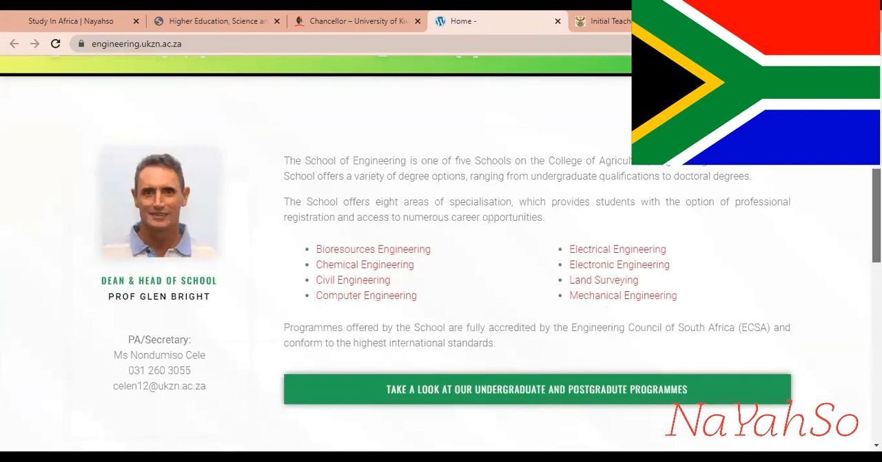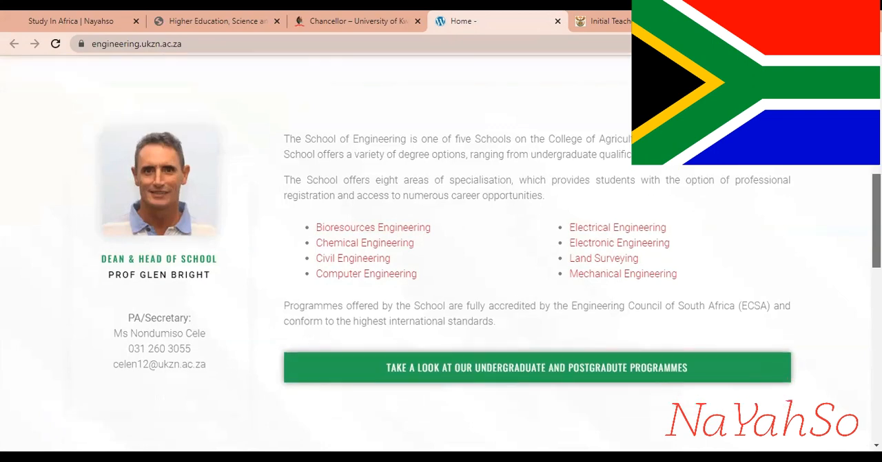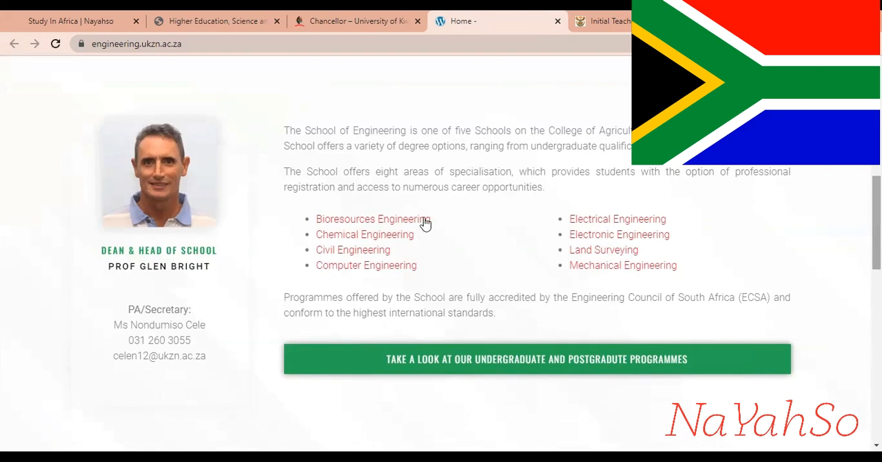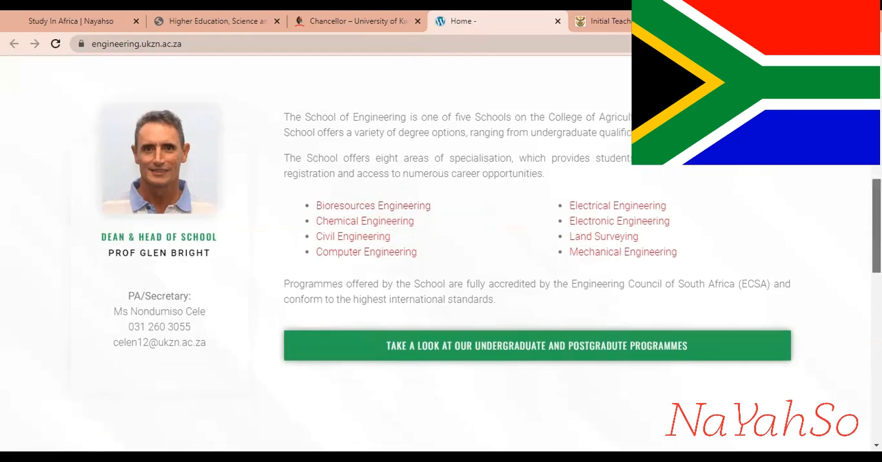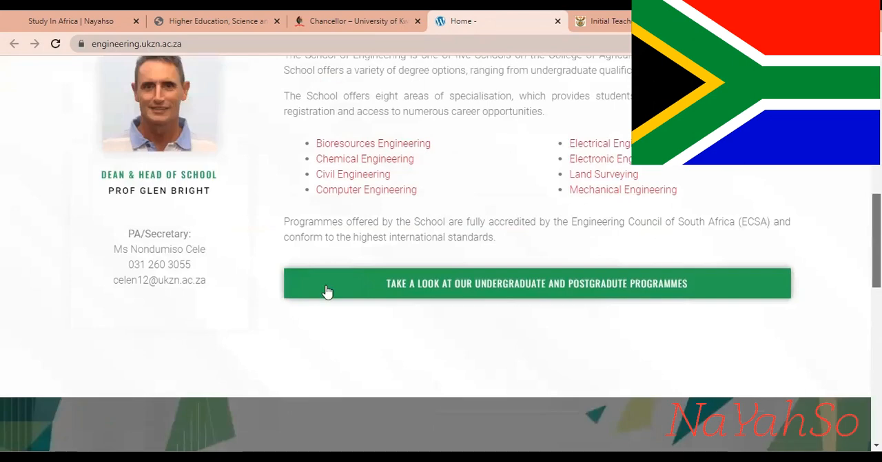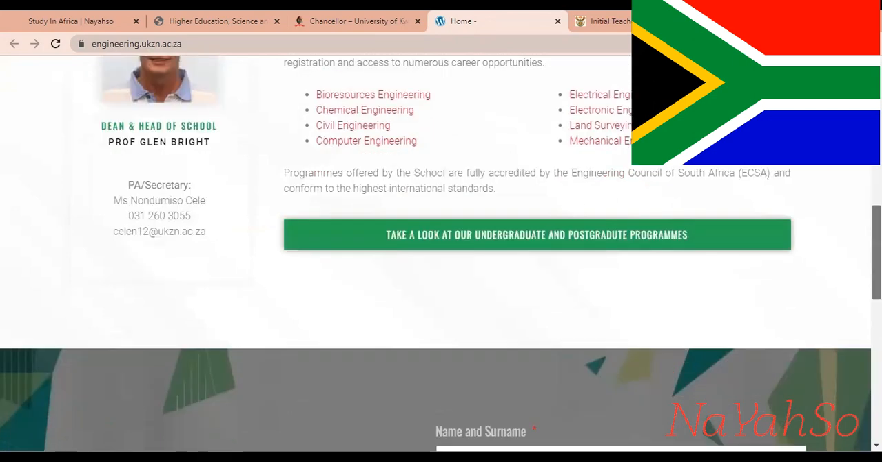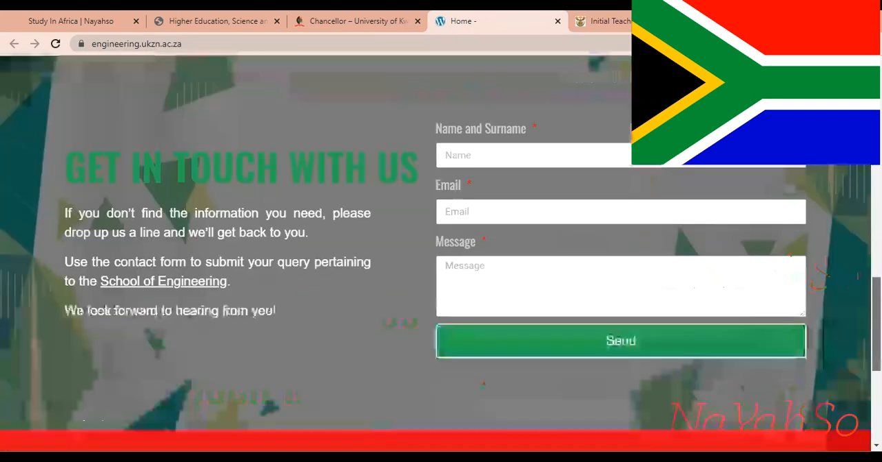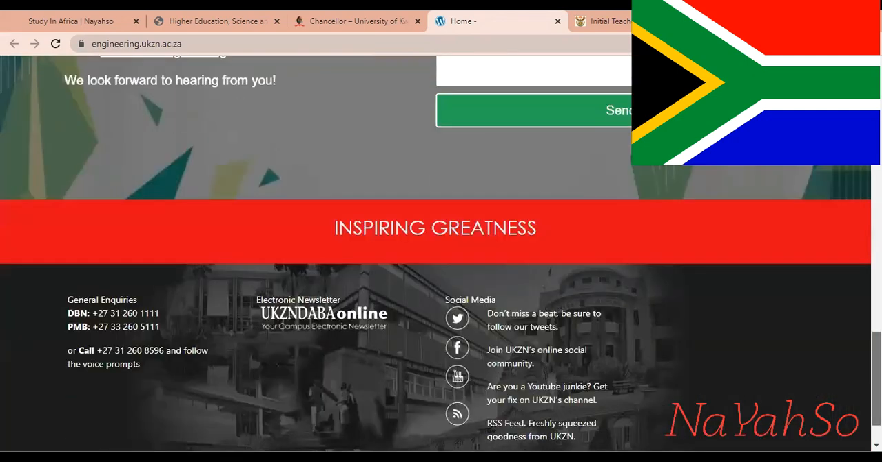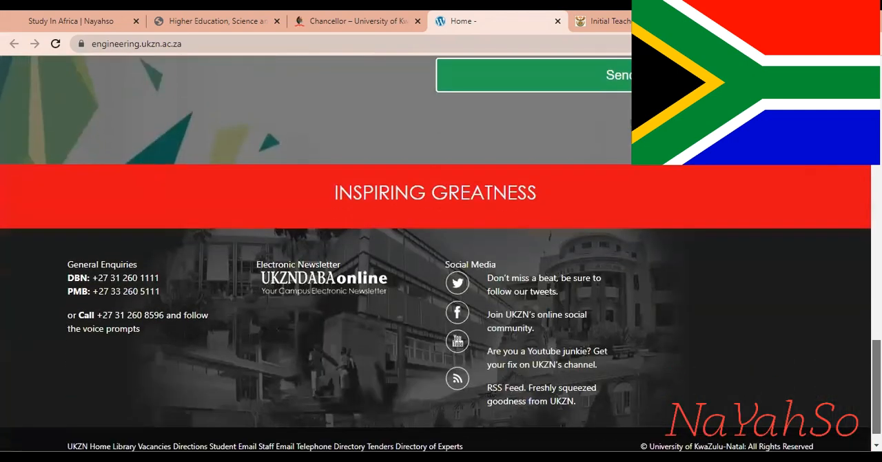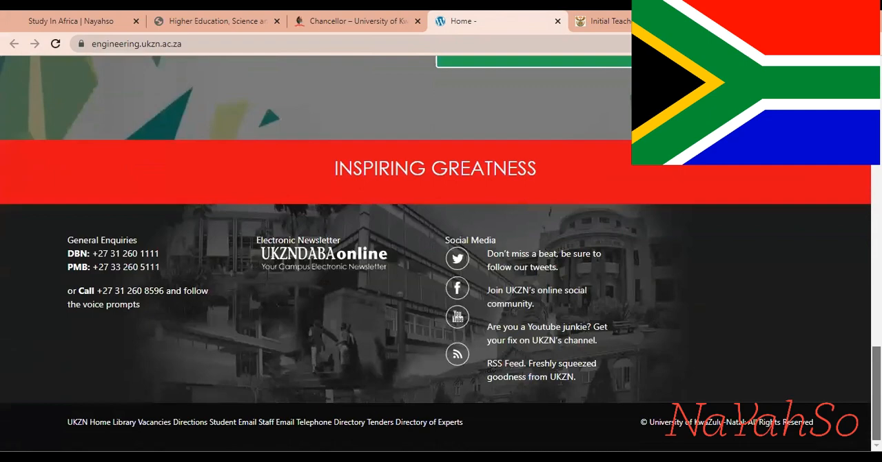So engineering is one of the 5 schools in College of Agriculture, Engineering and Science. And it offers these specialisms. You can do bioresources engineering, chemical engineering, civil, computer, electrical, electronic, land surveying, mechanical engineering. That's a lot. And even provides a contact there. So if you want to contact the dean, I'm sure there'll be other means to find information as well. Inspiring greatness. I love when they have a purposeful slogan.